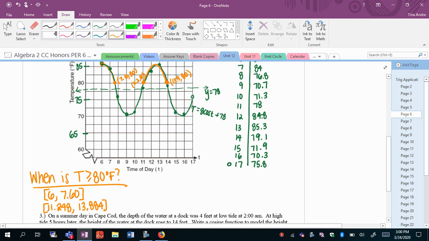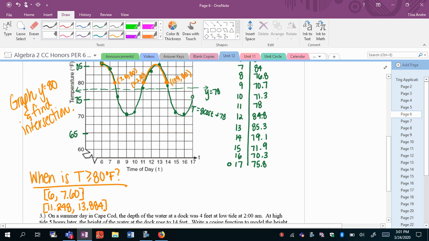So notice I use hard brackets because it's when t is greater than or equal to 80, so it's equal to 80 at those points. So to get those values, remember I'll just write this as a note, graph y equals 80 and find intersection. Because you have to know those exact values. You can't just use the graph to approximate. We're trying to get as accurate as possible here.